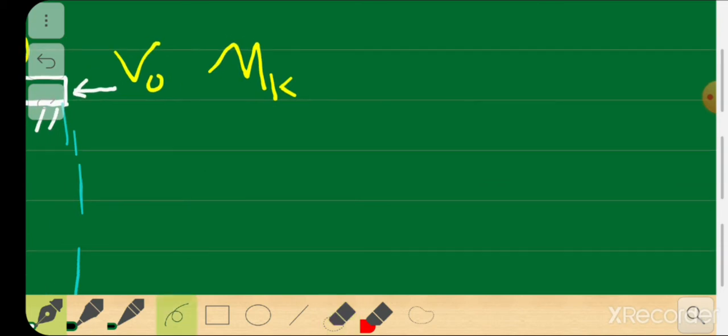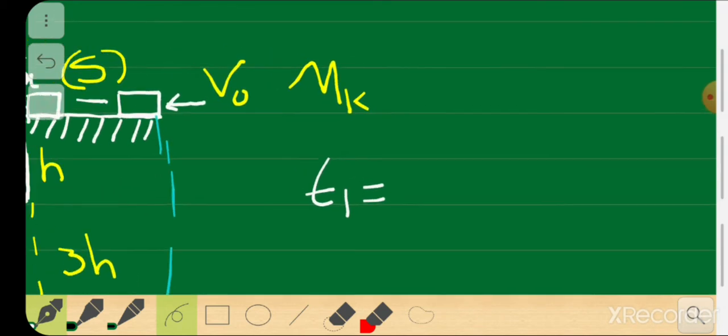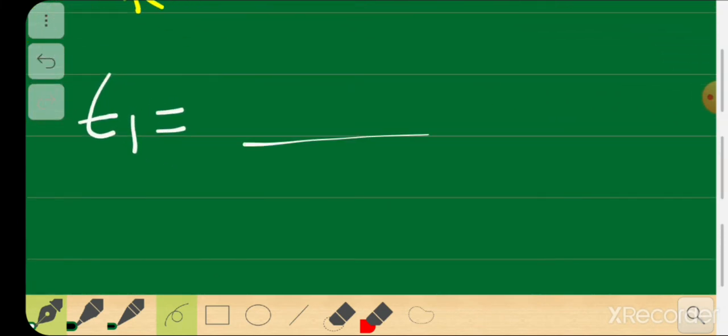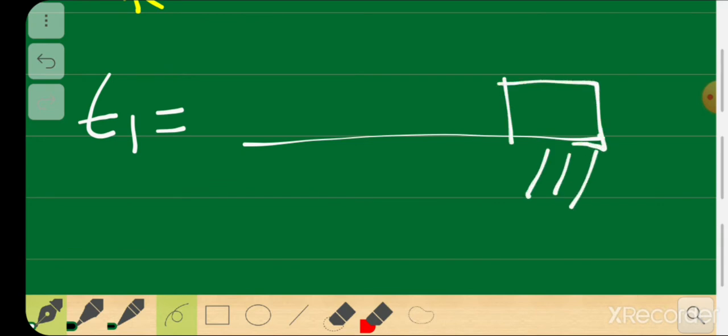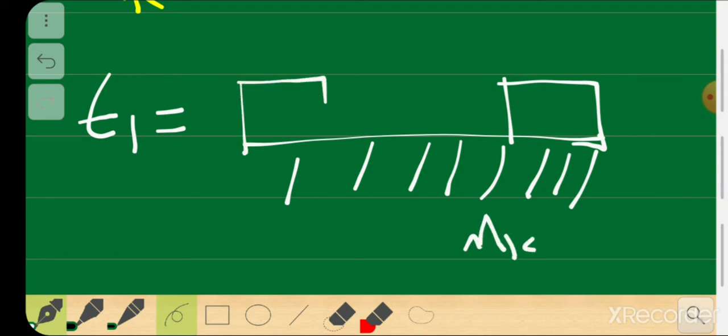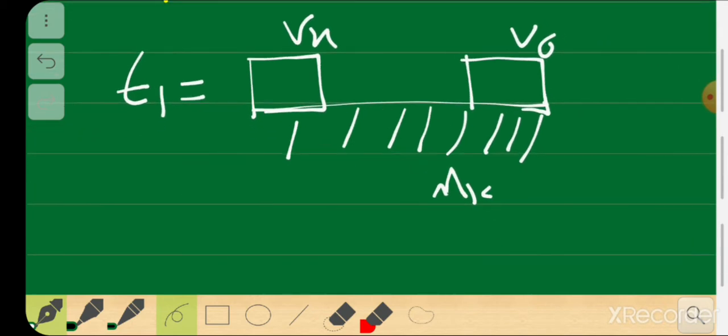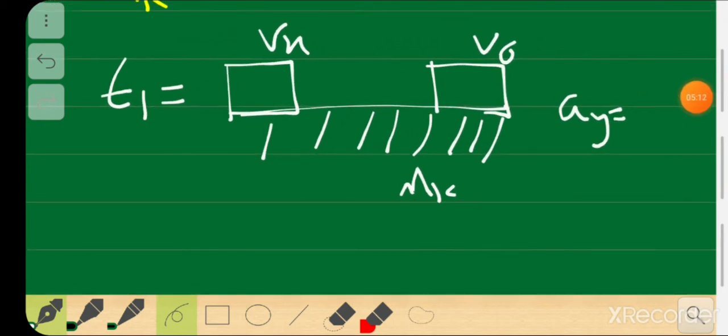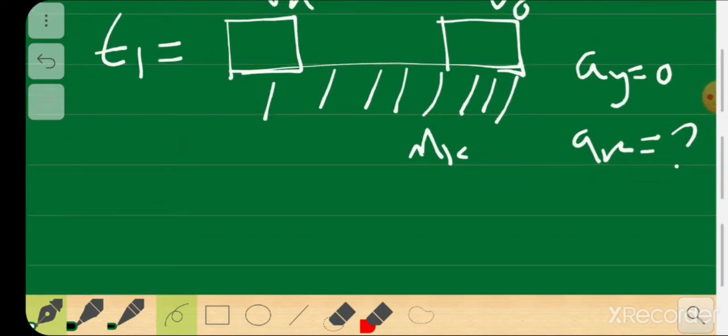In t1, the box is here. I'm going to redraw the box and the frictional surface with the mu k friction. The box will reach here with some velocity vx, starting from v0 here. There is no motion in the y direction, so ay is equal to 0, straightforward. And ax will be some acceleration we don't know.